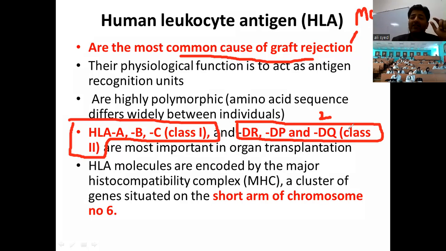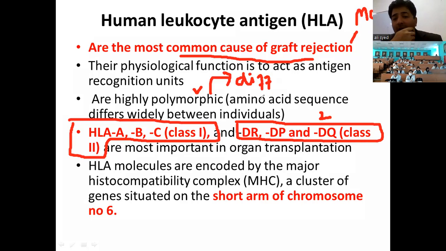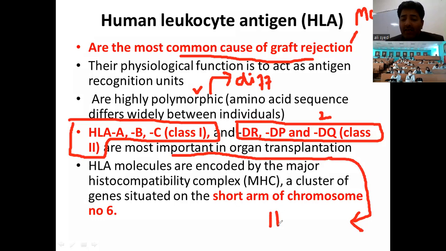These HLA antigens are highly polymorphic. Whenever you use the term polymorphic, it means it is highly different in all the persons. It is different in me. It is different in you. It is highly polymorphic, and it is the most important in organ transplantation. So in organ transplantation, the most important is HLA antigen.